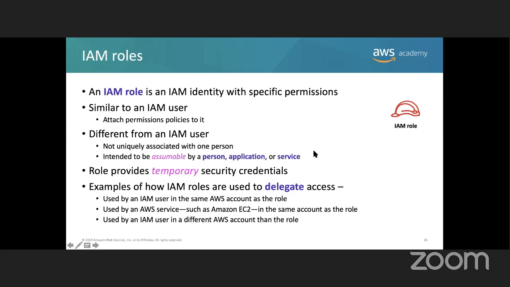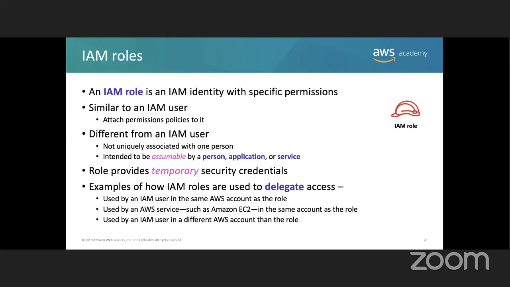An IAM role is an IAM identity with specific permissions, similar to an IAM user; you attach permission policies to it. It's different from an IAM user in that it's not uniquely associated with one person. A role is for services, right? It's intended to be assumable by a person, application, or service.